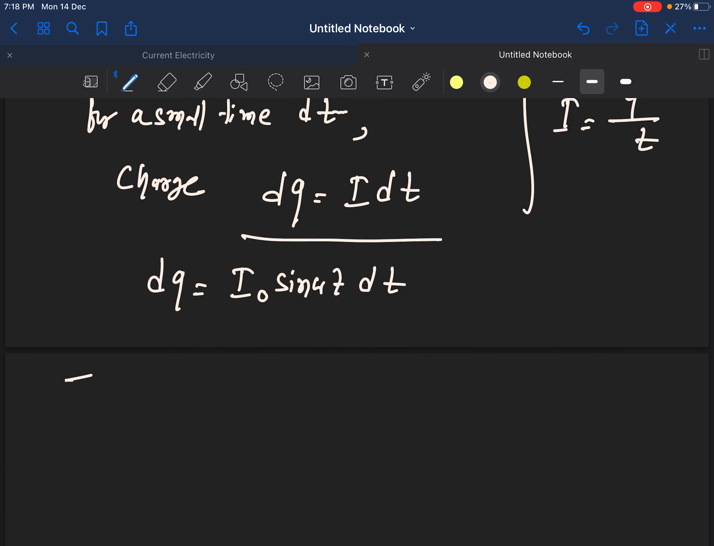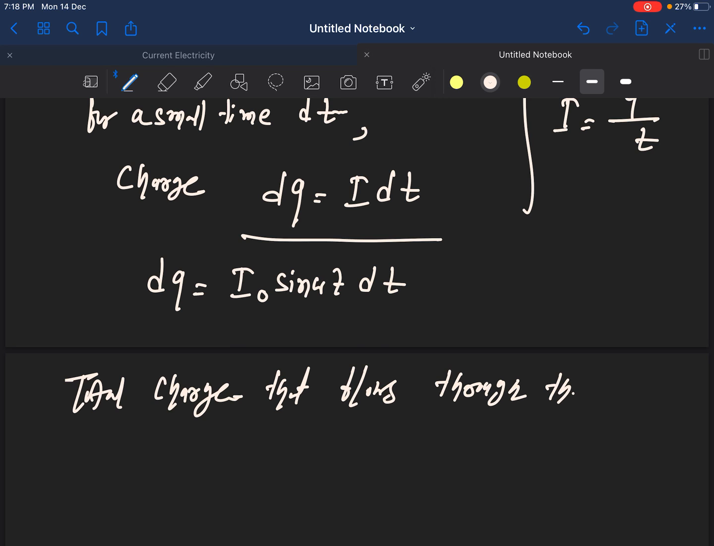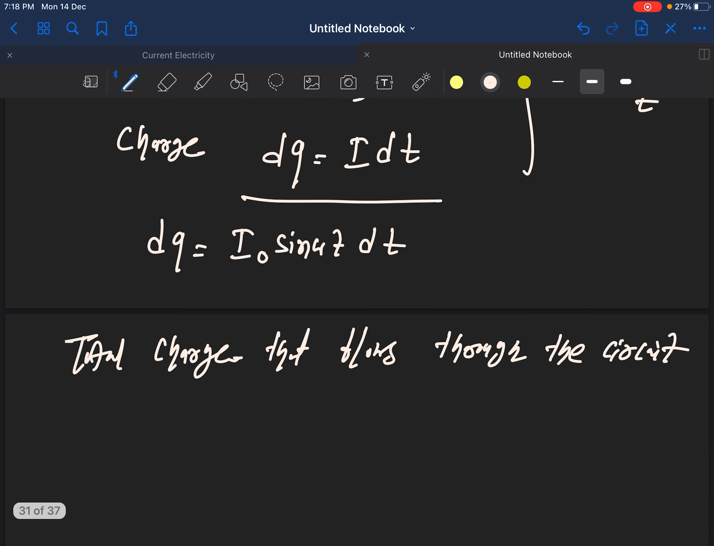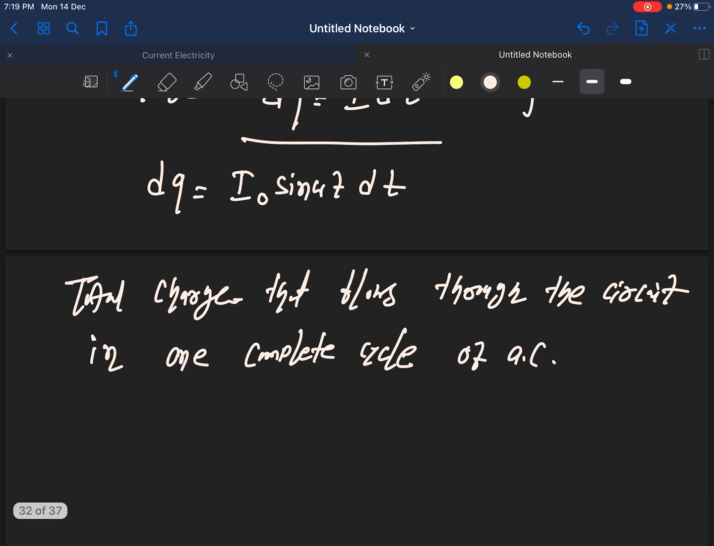Then what is the total charge that flows through the circuit in one complete cycle of AC? So what will be the total charge in one complete cycle? That is very simple. You have to integrate dq.